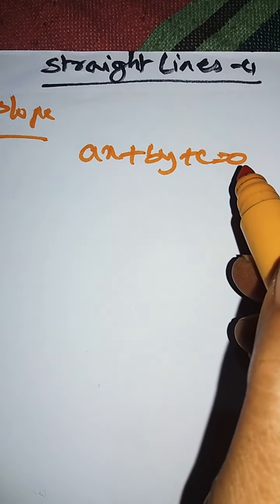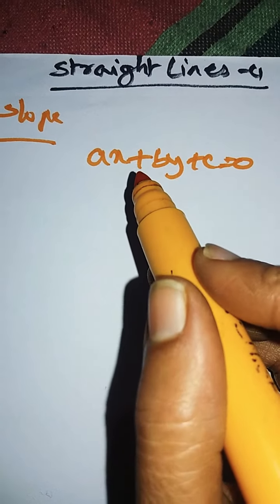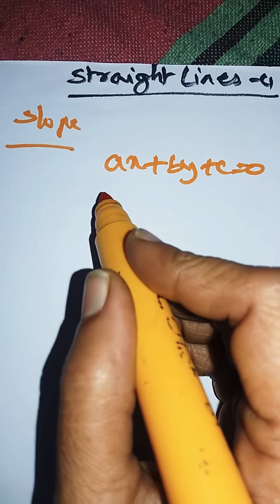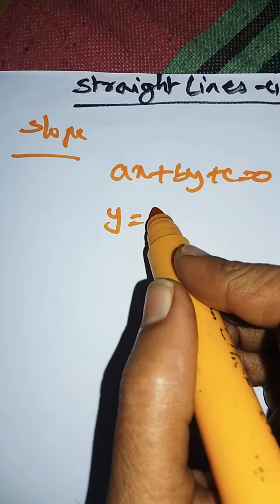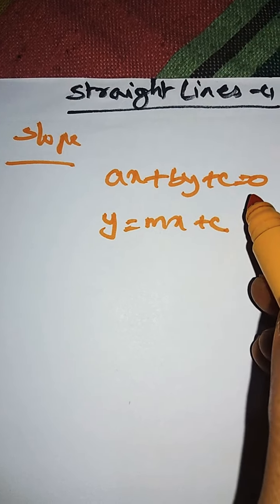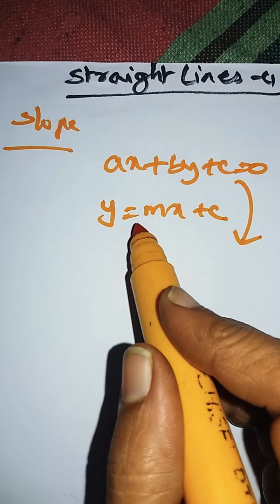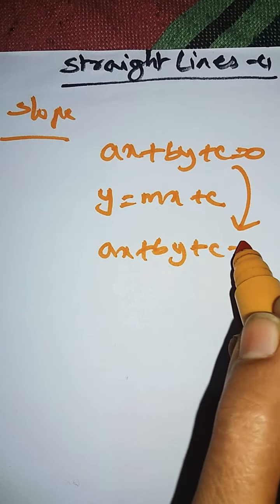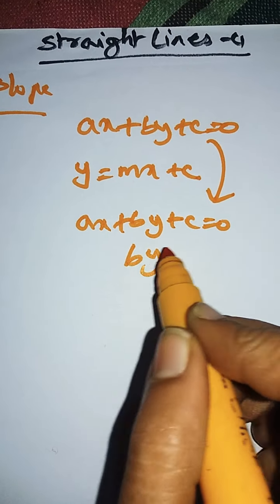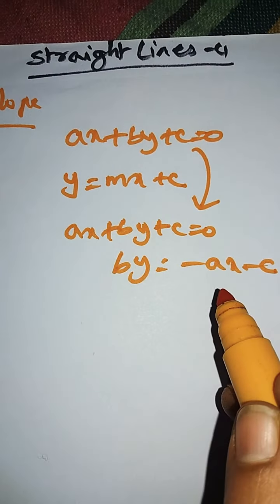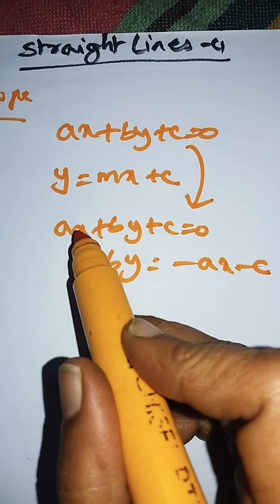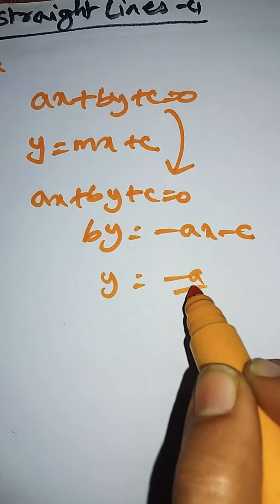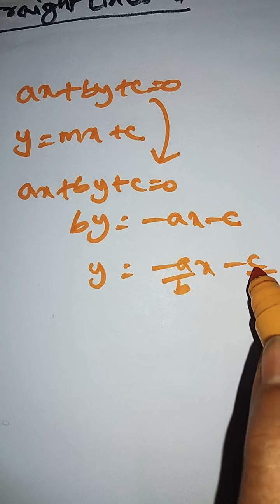So what is this? This is a linear equation in two variables, and also it is a first degree linear equation. So what is the slope of the line? We know the equation of the line in slope and intercept form is y = mx + c. Let us convert this line into the form y = mx + c. We have the linear equation ax + by + c = 0, so by = -ax - c. What I am doing here is transposing ax and c to the RHS. So we get y = -(a/b)x - c/b.